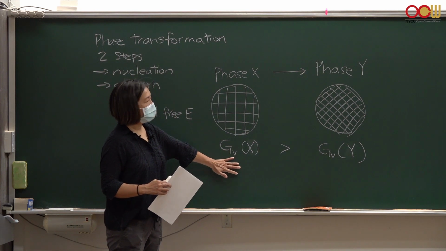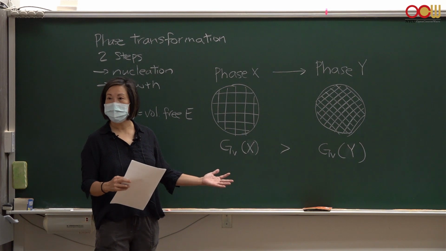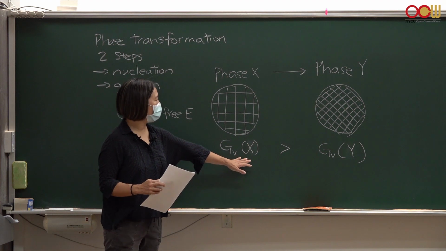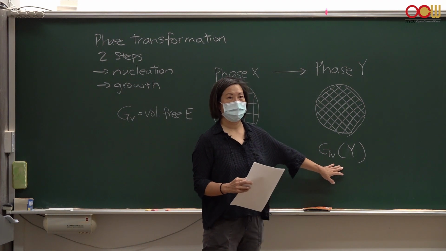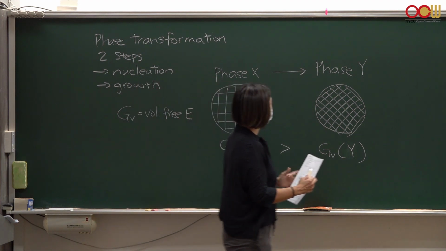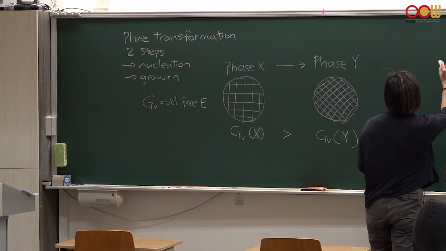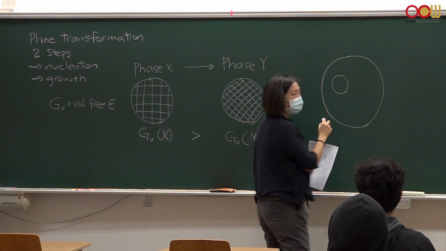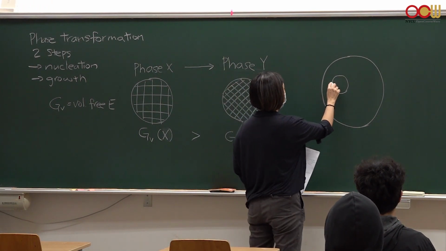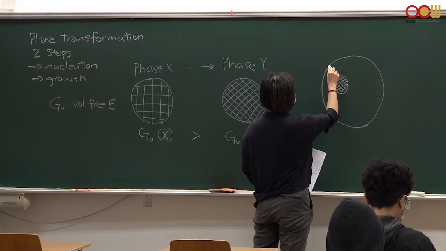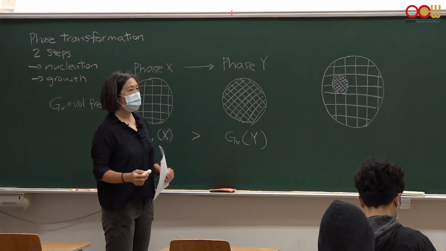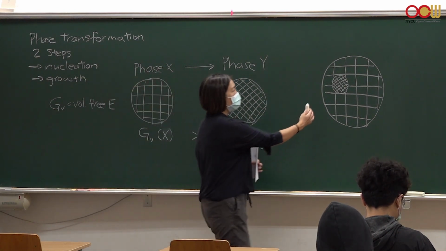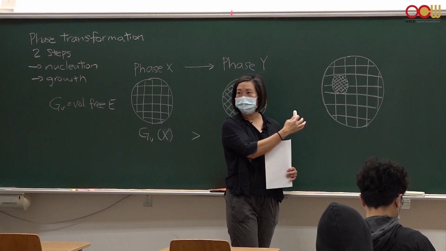So any phase has some free energy associated with it. And for phase X, it is G_V of X. For phase Y, it is G_V of Y. So now we have phase X. It's starting to change into phase Y. So we have something like this. This is X, and we get a nucleus of Y. So here's our Y, and then here's our X. So phase transformation, or nucleation, started, right? Part of phase X has started to transform into phase Y.